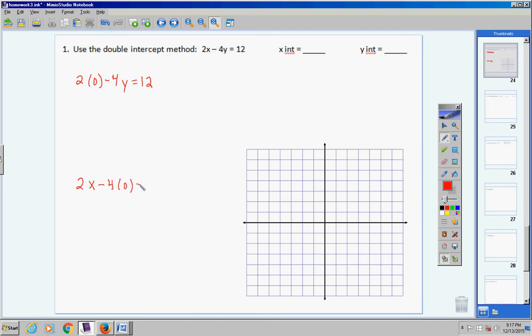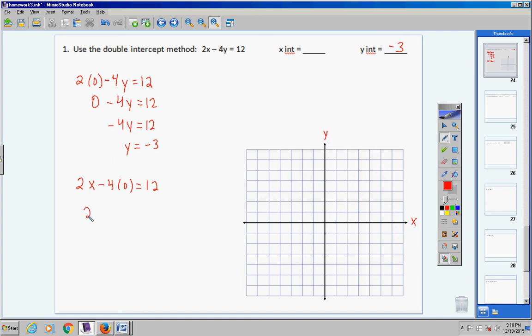Okay, guys, and so here we go. 2 times 0 is 0. Of course, 0 minus 4y is just negative 4y. Divide both sides by a negative 4. A positive 12 divided by negative 4 is a negative 3. So the y-intercept is negative 3. Don't forget this is your y-axis, x-axis.